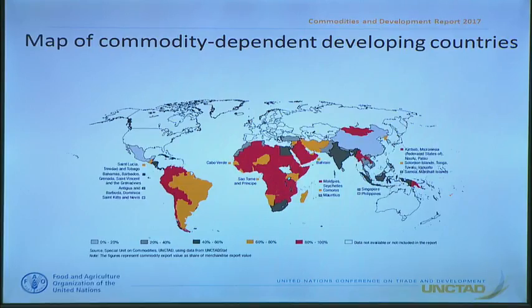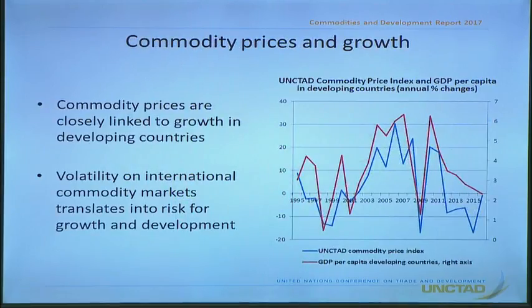So this is the map I've talked about. You can see the darker the color, the more dependent on commodities the developing country is. And it is mostly a lot of countries in Africa and Latin America that are affected. So why is it so important? Because there's a strong linkage and causation between commodity prices and growth. Because of the volatility on international commodity markets, this translates directly into risk for growth and development.